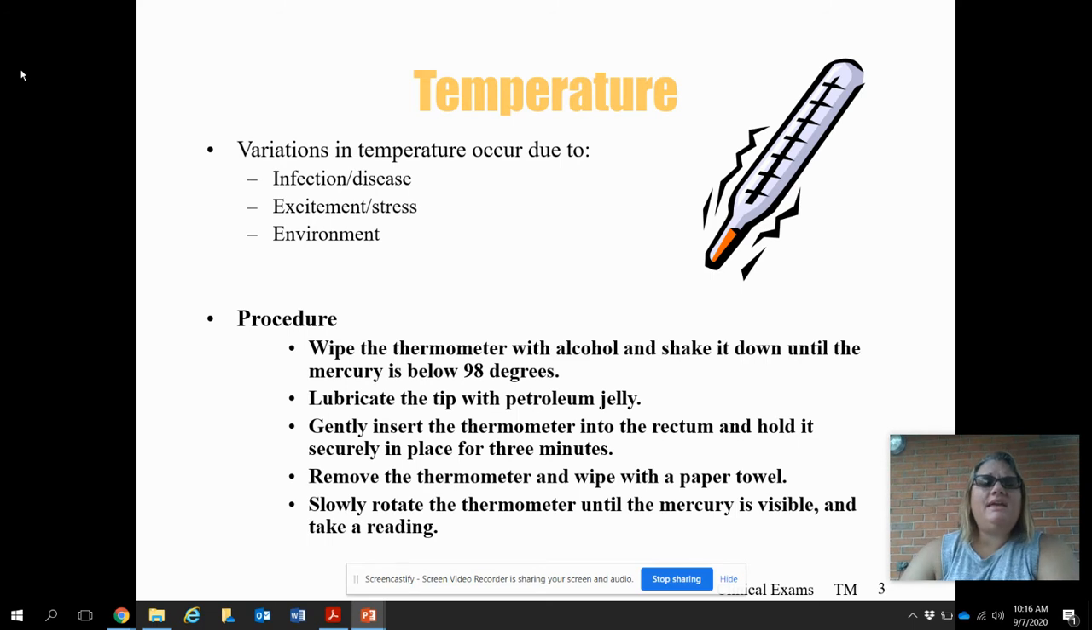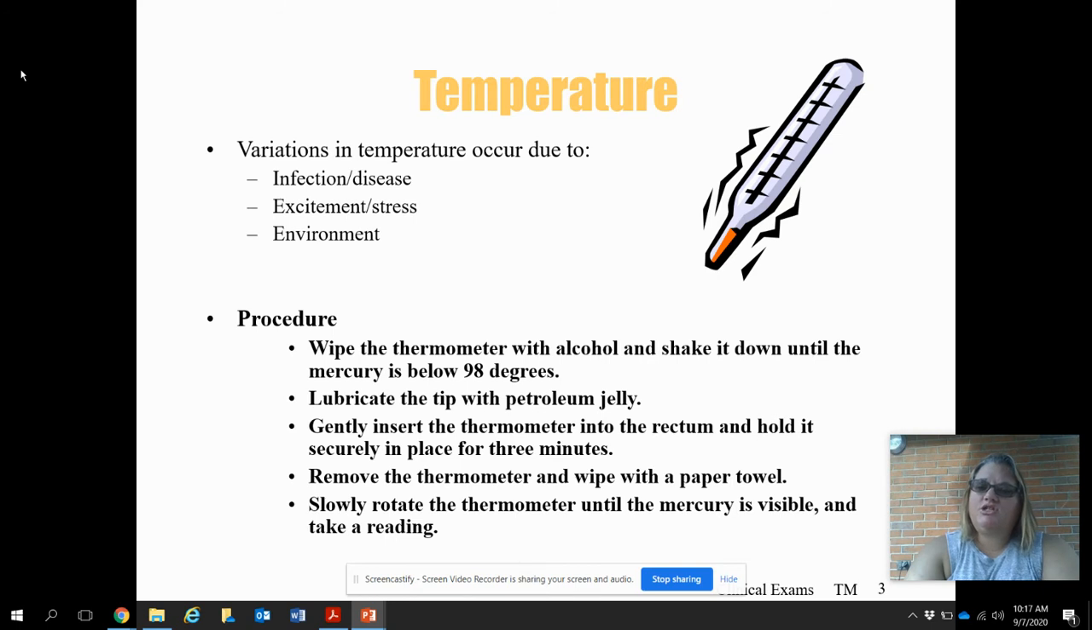All right, so taking a temperature. Variations in temperature, I did talk about this, could mean infection or disease. It could still mean excitement and stress. And then it could be the environment. If it's hot outside, well, their temperature is probably going to be a bit hotter. Those are some variables for an animal's temperature.